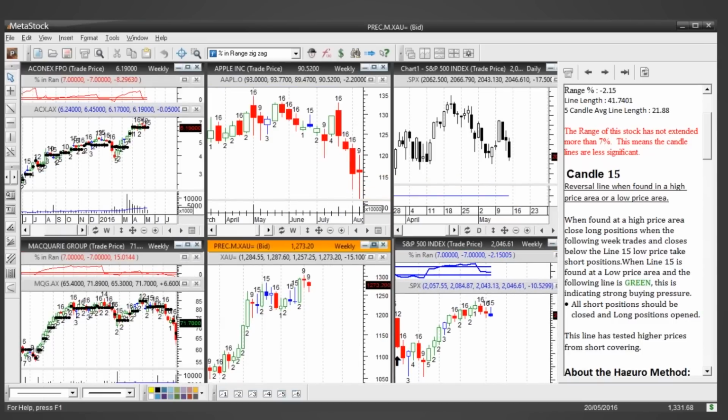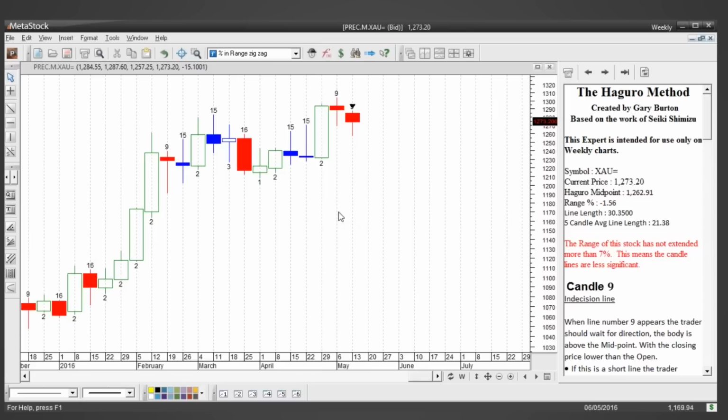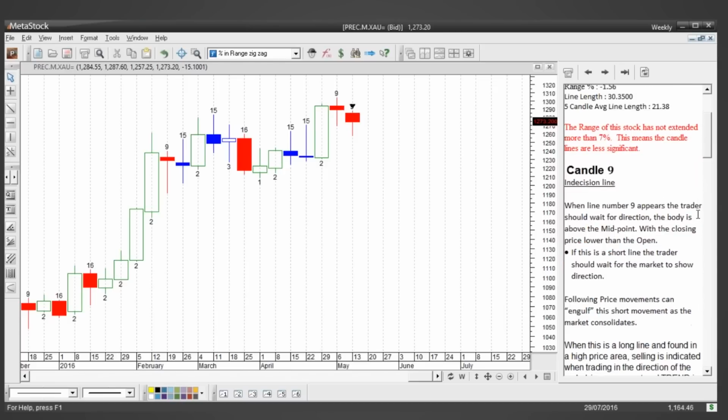So currently in gold, we saw gold trade out to $1,300 the other day. Last week and this week, gold has set two number nine candles in the Haguro numbering. A number nine appears. The trader should wait for direction. The body is above the midpoint. When the closing price is lower than the open, if this is a short line, the trader should wait for the market to show direction. The following price movements can engulf this short movement.